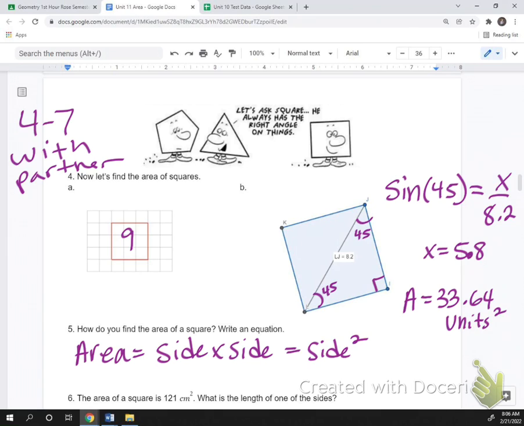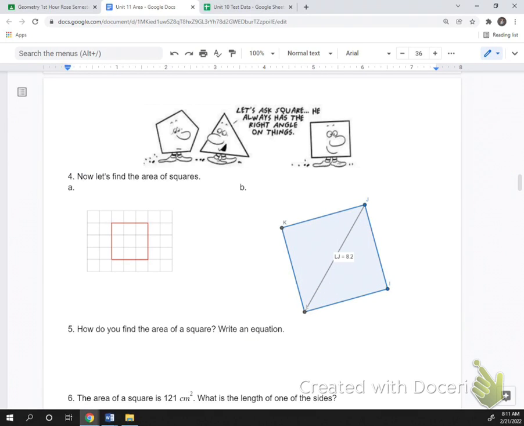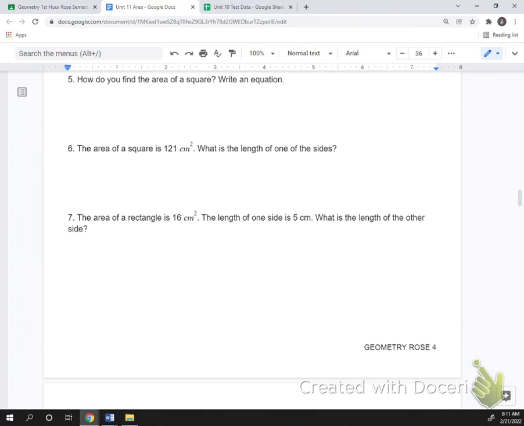So then when we look at number 6, you could just say side squared, which is x, equals 121. We're going to square root both sides. We get x is 11 centimeters.